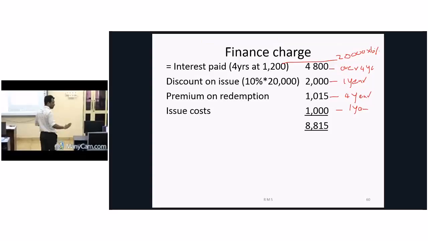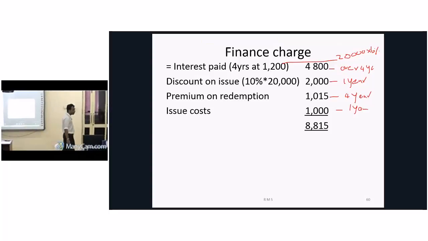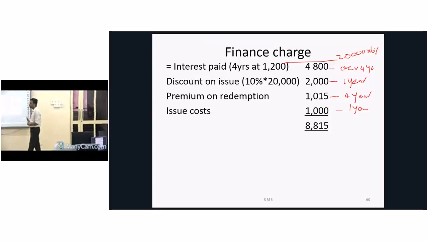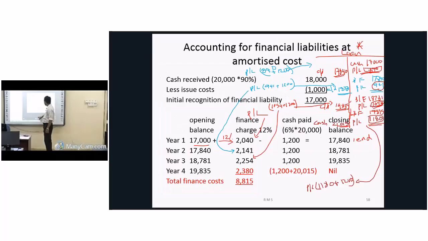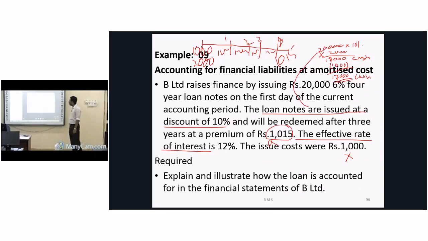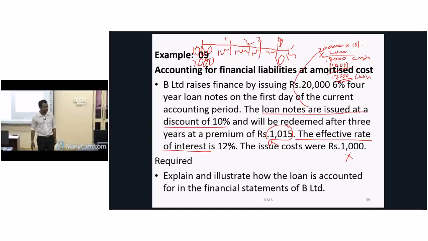Dividing it equally over four years is possible, but we are not considering the time value of money. Why? 1015 is incurred in the fourth year, while the other 2000 and 1000 are at the beginning. Dividing equally over four years is not fair. So we have a kind of method to do this, based on the effective interest rate. This is partly actually finance, not accounting. Now the effective interest rate is 12%. It is not essential to give it; if you have learned finance, you should be able to calculate it.